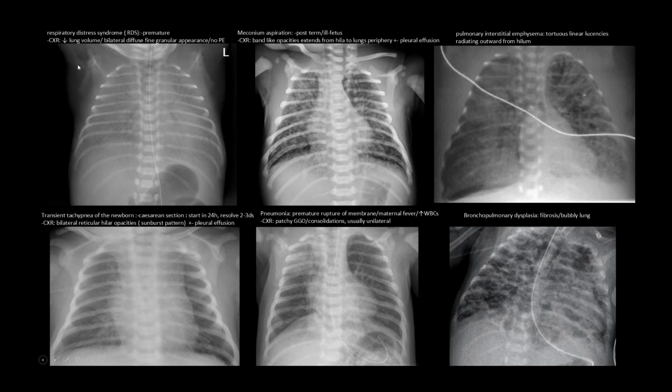So first we have respiratory distress syndrome, RDS. We have transient tachypnea of newborn, meconium aspiration, and neonatal pneumonia. And lastly, we have pulmonary interstitial emphysema and bronchopulmonary dysplasia, which are complications of RDS and oxygen therapy. So we can differentiate between them by two things: first, neonatal history, and second, the radiological findings. So let us talk about the history.